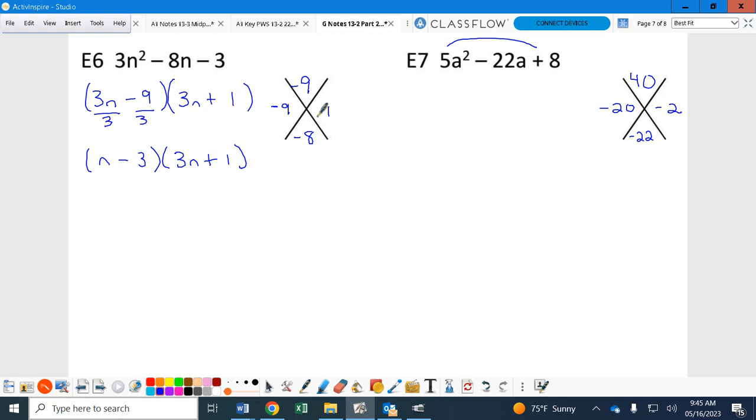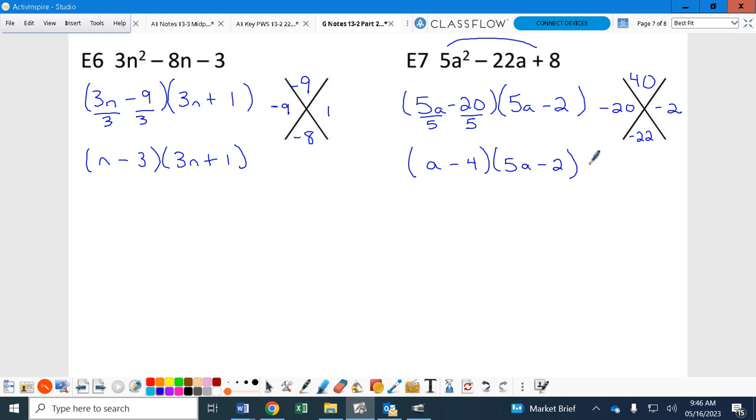So when we set this up, it's going to be 5a at the front of each parentheses. At the back of each parentheses is going to be minus 20 and minus 2. There is a GCF that will come out of this that will simplify away when I divide both of them by 5. When I divide both of them by 5, I'm going to end up at a minus 4. And then the other one, 5a minus 2, does not simplify. It does not matter which parentheses comes first.